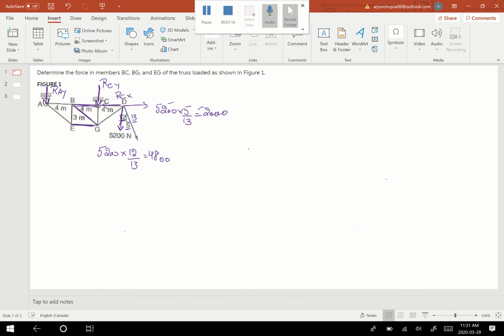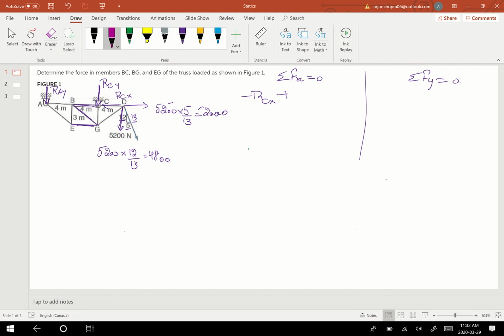Now what we wanted to do is find the reaction loads. So I'm going to write the equation sigma Fx equal to 0 and sigma Fy equal to 0, and then there is a moment equation also, which we'll talk about later on. So I can write RCX, which is acting in the negative direction, plus this 5200's component is acting in the right direction, so I'm gonna use the positive value. So this is the x component of 5200, 2000, equal to 0. So RCX equal to negative 2000. This is the value I'll get for RCX.